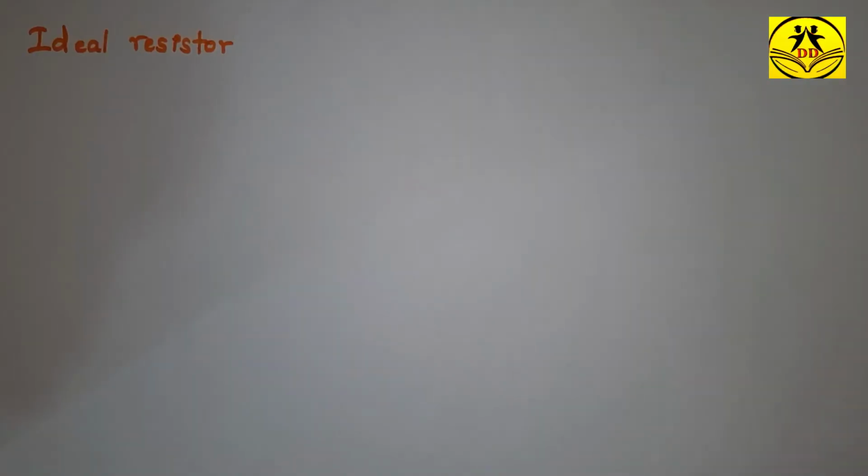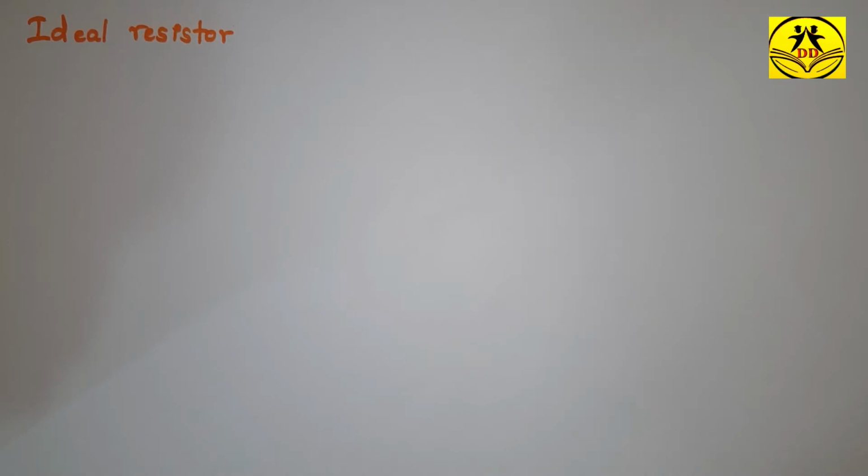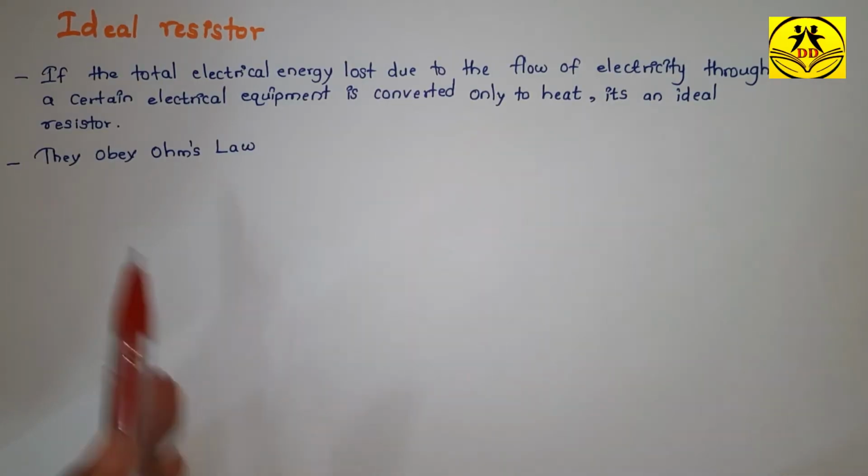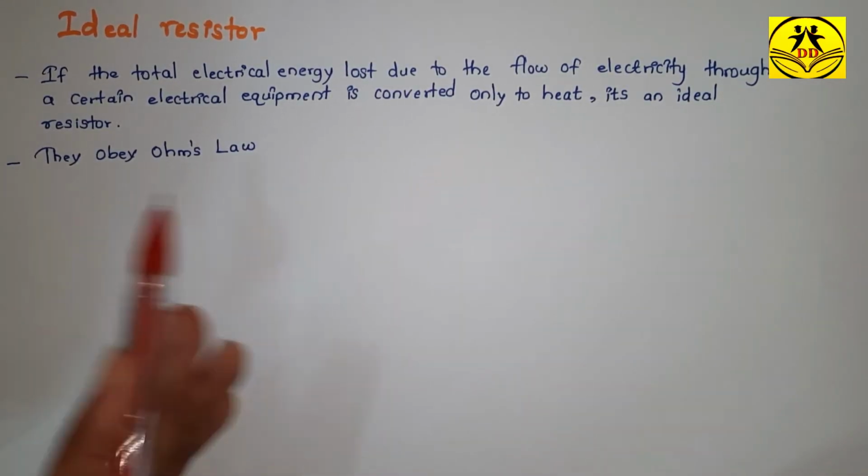Now I'll teach you what an ideal resistor is. If the total electrical energy flowing through a resistor is converted to heat energy, meaning the thermal energy, such a resistor is called an ideal resistor. Here that electrical energy is converted only to heat energy. So these ideal resistors obey Ohm's law.